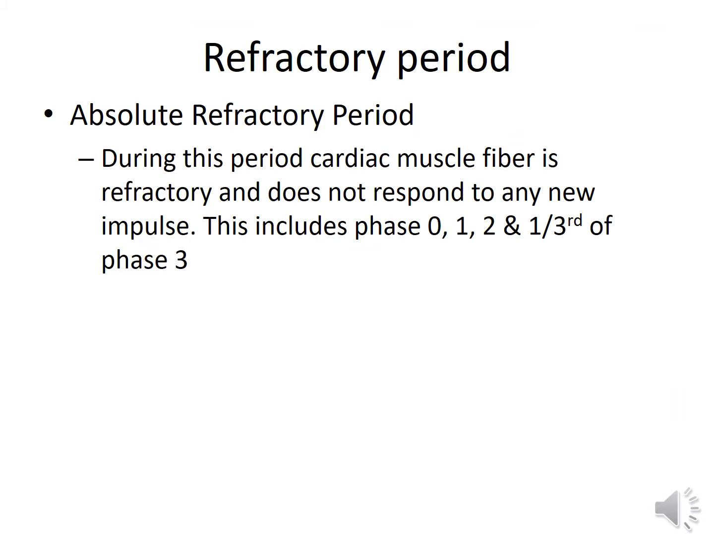Refractory period is the period during which the muscle fiber is still in action potential, so it does not respond to a new wave of impulse or new wave of depolarization. Absolute refractory period includes phase 0, phase 1, 2 and initial one third of phase 3, during which even if a strong impulse or a strong wave of depolarization reaches the tissue, it will not respond.